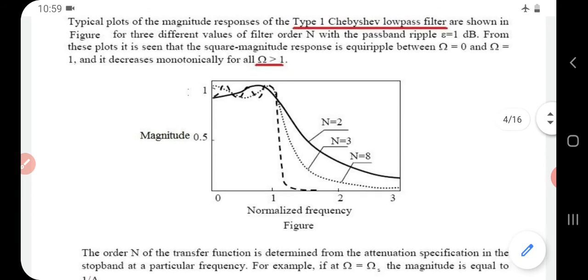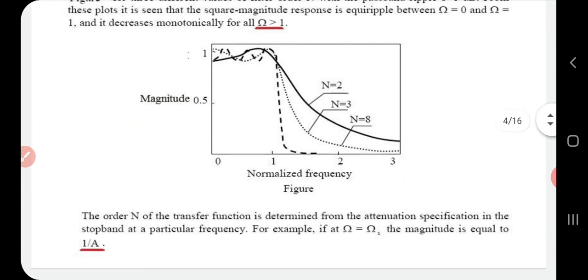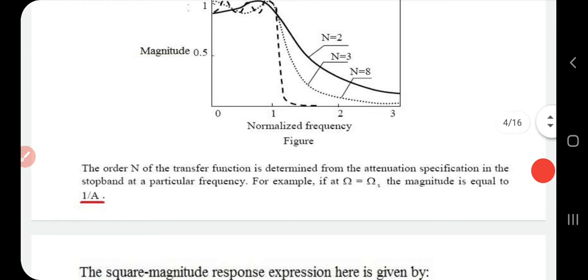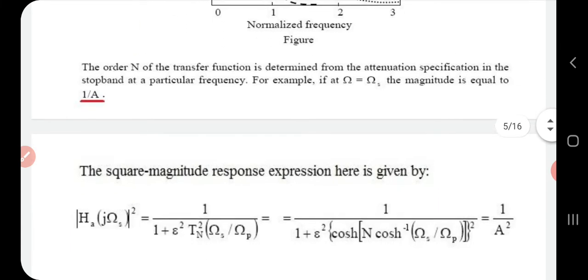Then what is epsilon? Passband ripple. Now capital N is the order of the filter. So these are the terms. Now the order N of the transfer function is determined from the attenuation specification in the stop band at a particular frequency. For example, if normalized frequency omega is equal to stop band edge frequency, then the magnitude is given by 1 by A.